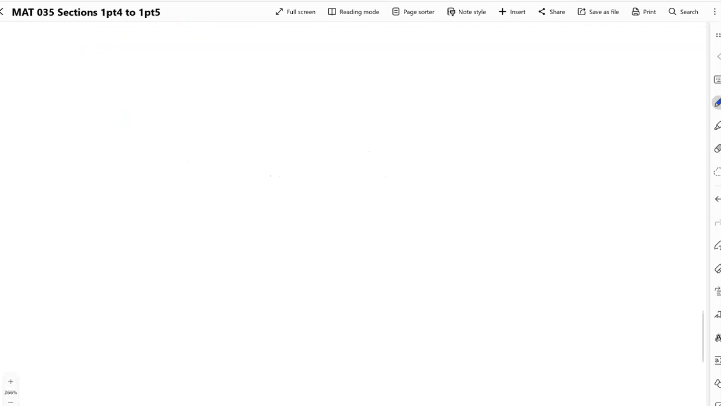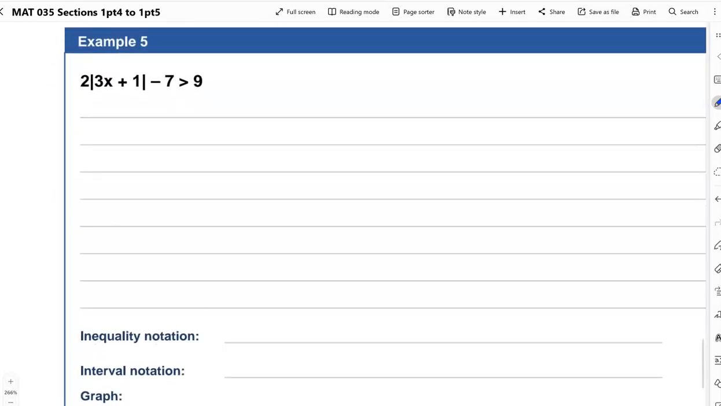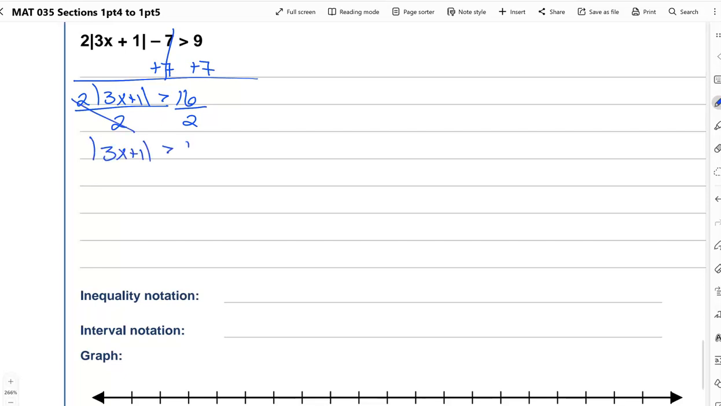So we've done example 3, we've done example 4. Let's look at example 5. So we have 2 times the absolute value of 3x plus 1, and then minus 7 is greater than 9. We've got to do some work. We're going to add 7 to both sides. So I have 2 absolute value 3x plus 1 is greater than 16, and then we're dividing everything by 2. So I have absolute value 3x plus 1 is greater than 8.